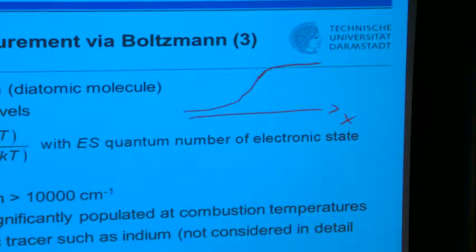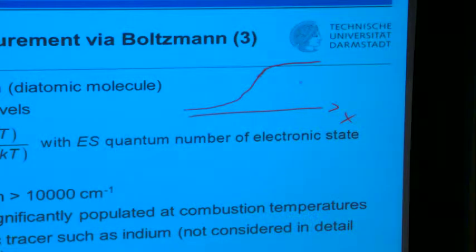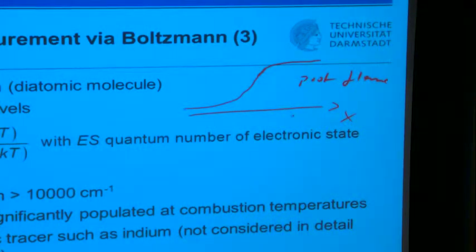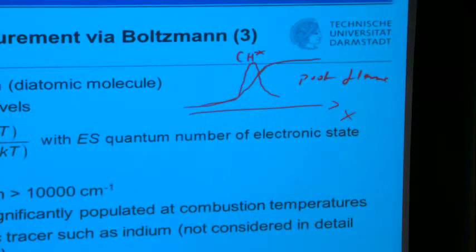to adiabatic flame temperature, then in this region, in the post-flame, although you have something like 2000 K, the electronic excitation of CH would be 0, yeah? But in the flame front, it deviates from that, if this is CH star, only because of the chemical reactions. So the chemical reactions have intermediates with electronic excitation.